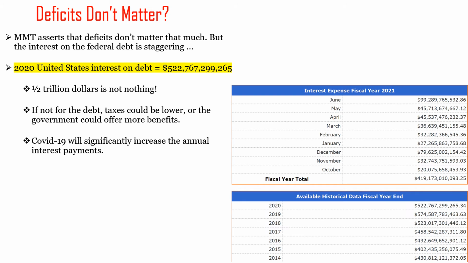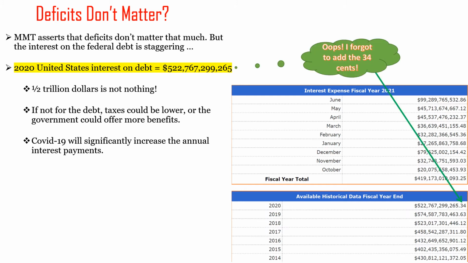MMT asserts that deficits don't matter that much, but the interest on the federal debt is truly staggering. After all, $500 billion is not nothing.